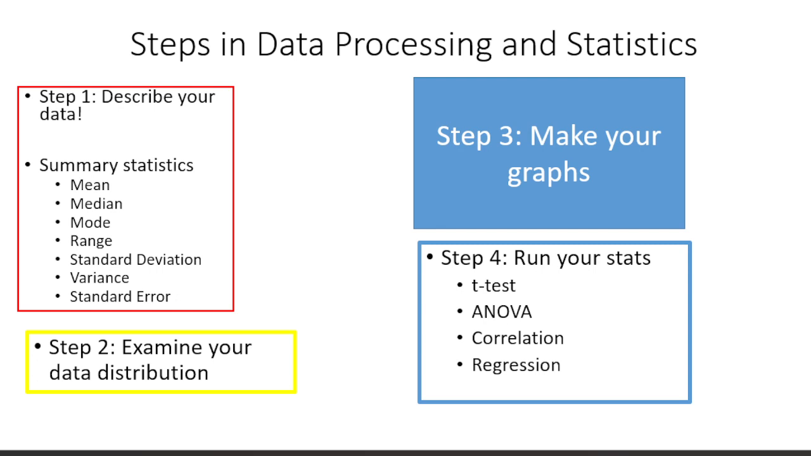So we looked before at step 1, step 2, and step 3. We will also today be doing step 4. So running t-tests, ANOVAs, correlations, or regressions. We're not doing all of them today. We're picking a particular one and then conducting that one.